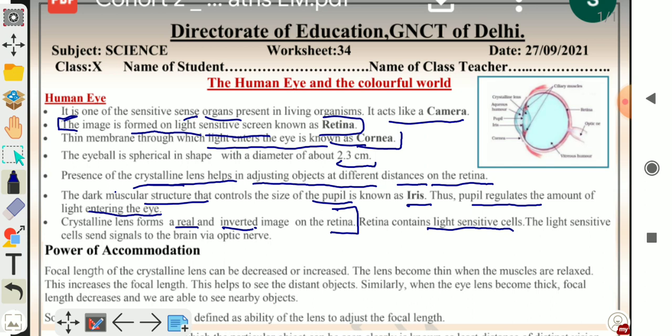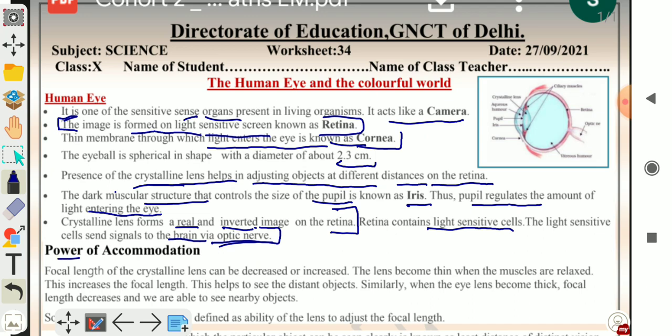The light sensitive cells send signals to the brain via optic nerve. Optic nerve के थ्रू जो light sensitive cells हैं वो सिग्नल्स को ब्रेन तक पहुंचाने का काम करते हैं.